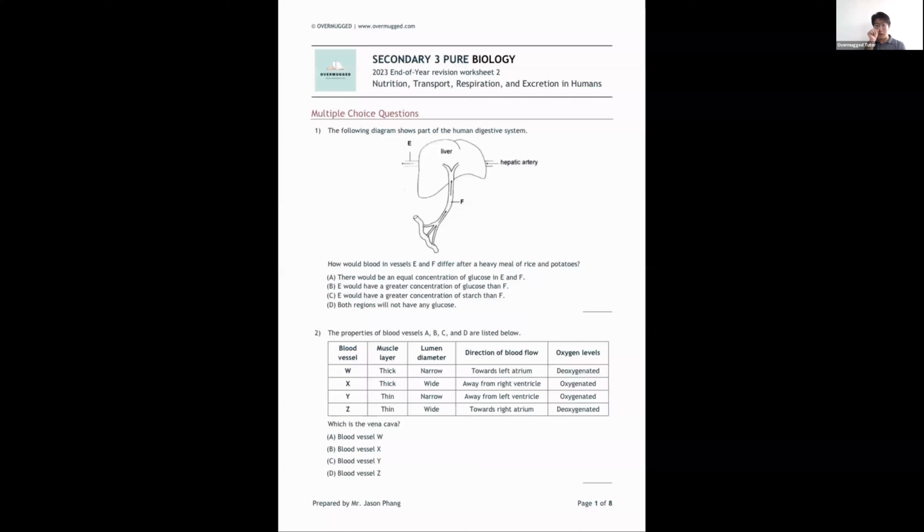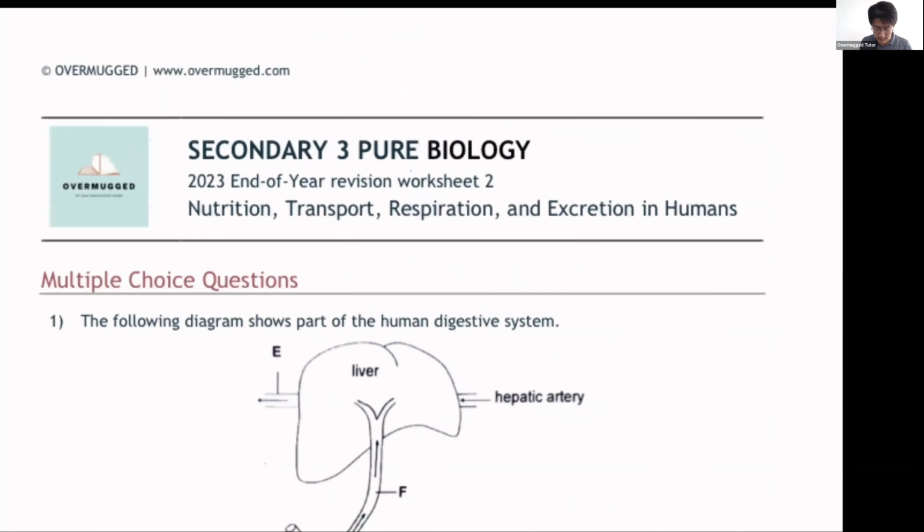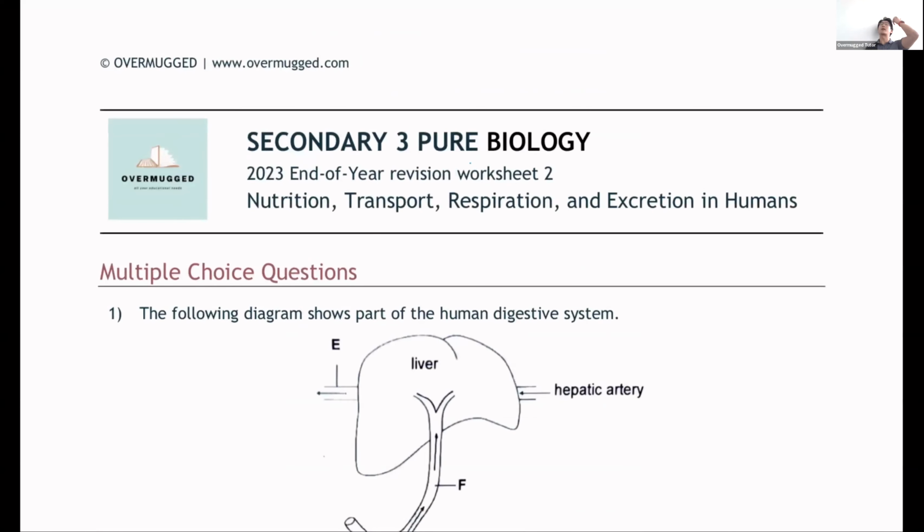So friends at home, I hope you're looking at the correct worksheet as well. Let's jump right into looking at the topic names of these first four topics. We have nutrition, transport, respiration, and excretion in humans. You can see that a lot of emphasis is on humans here. Your syllabus is a new one, a lot of revamp.